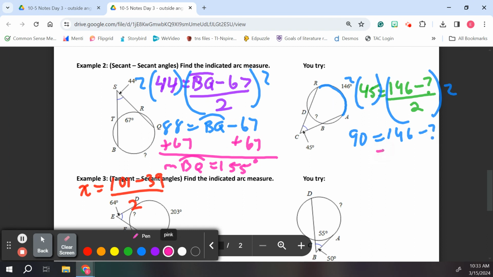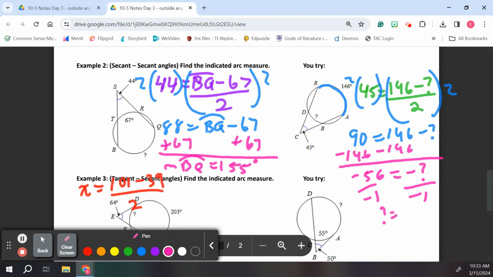We're going to subtract 146 from each side. This leaves us with negative 56 equals negative question mark, and then we'll divide by negative 1. So you should have gotten that the question mark, or in this case, the measure of arc DB, is equal to 56 degrees. Questions on that?